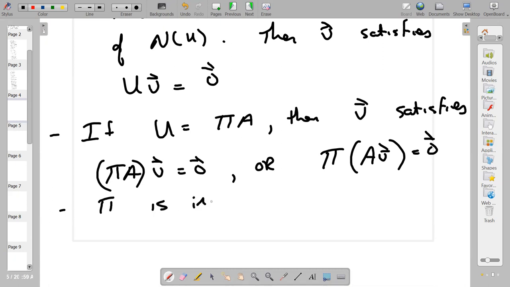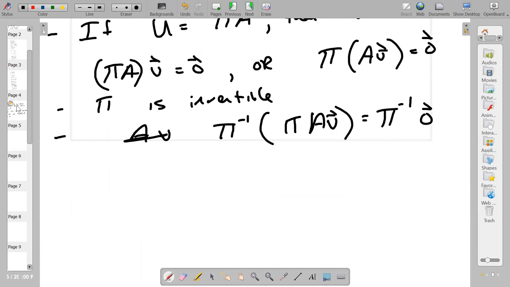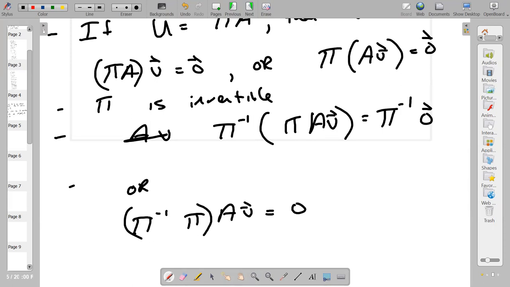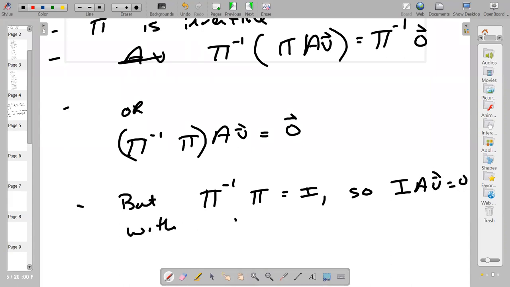Pi is invertible, and that's because it's a product of elementary matrices, which are all themselves invertible. So that's saying that pi inverse times pi A V is equal to pi inverse times zero. Anything times the zero vector is zero. So pi inverse pi A V is equal to the zero vector. But pi inverse pi is the identity matrix. So A V is zero, with the identity matrix times A being A.